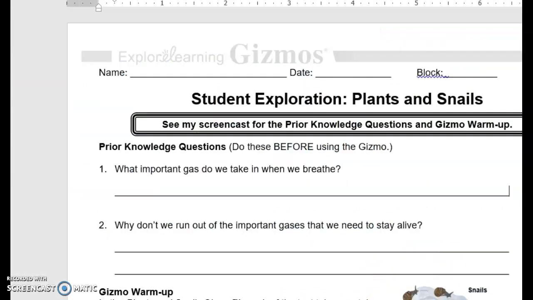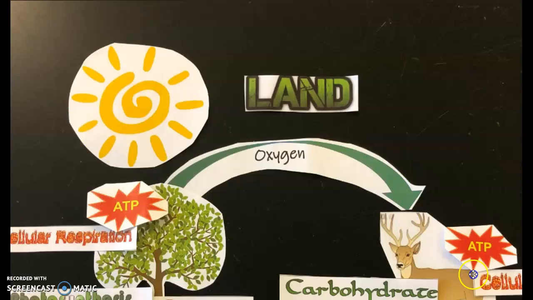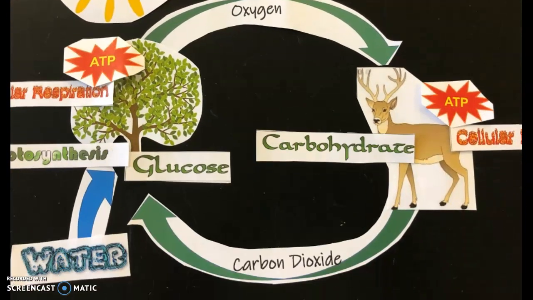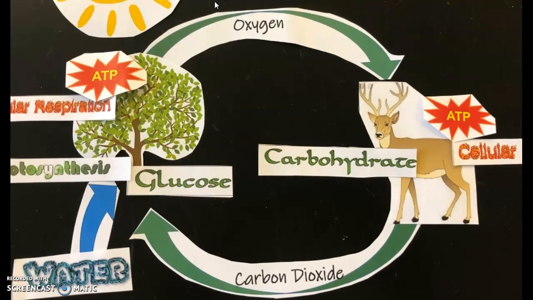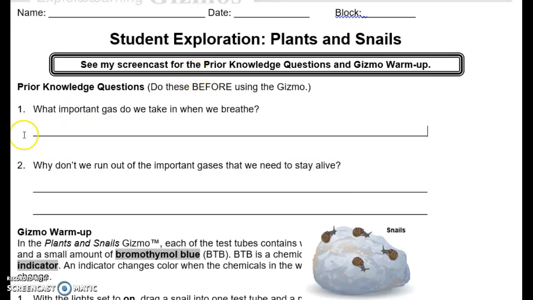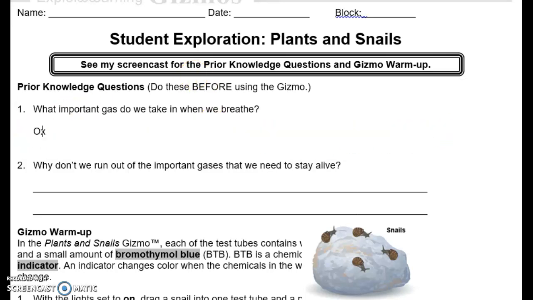Here's the handout. What important gas do we take in when we breathe? Going back to our carbon dioxide oxygen cycle illustrations that we recently finished up in class, the important gas that we take in is oxygen. On your handout for item number 1, you're simply going to put oxygen.